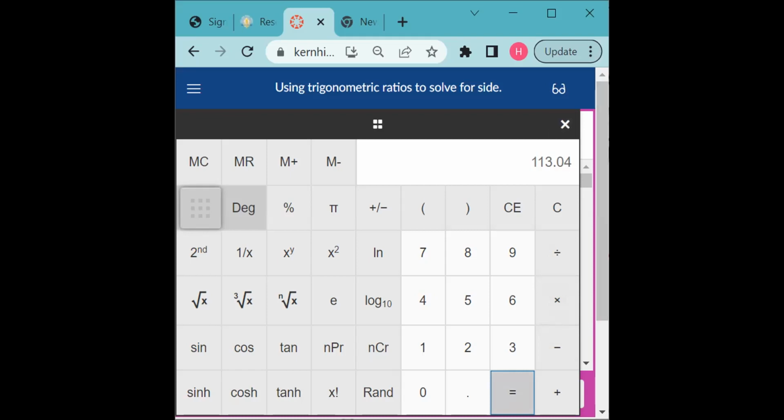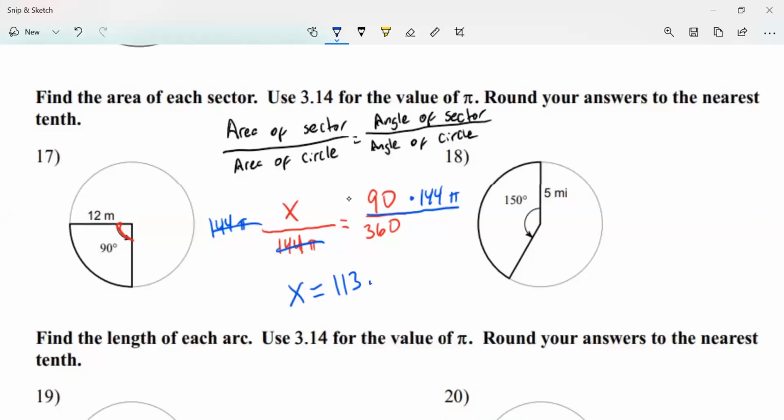Let me come back to my work. So 113.04. My second decimal number is too small, so I'm just going to ignore this. So 113.0, or 113, right? The 0.0, we can ignore this. Okay, not that bad. Let's take a look at question number 18.